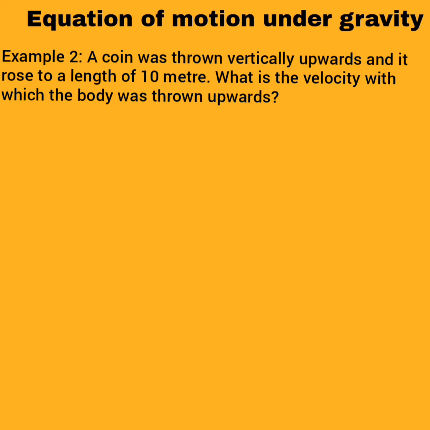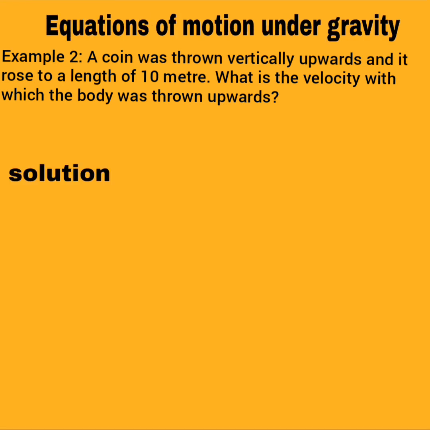Here is our second example. A coin was thrown vertically upwards and it rose to a length of 10 meters. What is the velocity with which the body was thrown upwards? Let's solve this. For this example, the vertical height or the vertical distance is 10 meters because from the question, we are told that the coin rose to a length of 10 meters. And we are looking for the velocity.